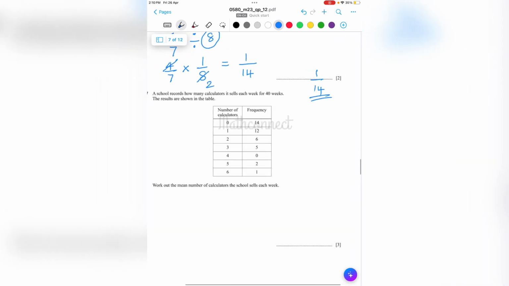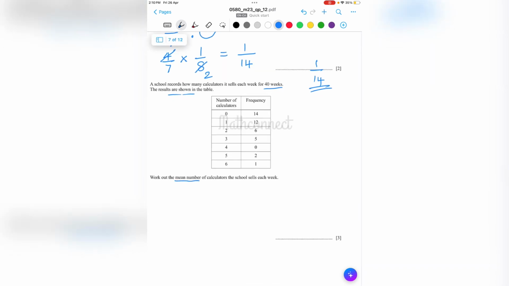A school records how many calculators it sells each week for 40 weeks. The results are shown in the table. Work out the mean number of calculators the school sells each week. So the mean is the sum of all observations divided by the number of observations.